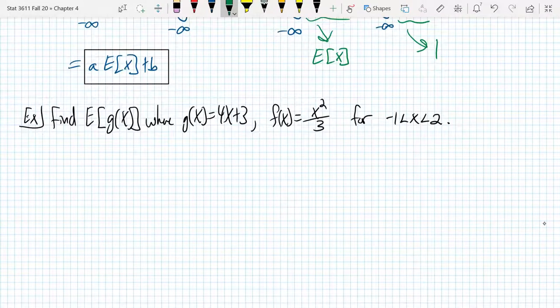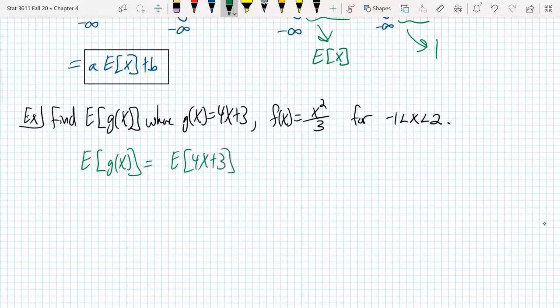All right, so according to the theorem, we want the expected value of g of x. So the expected value of 4x plus 3. That theorem says this is equal to 4 times the expected value of x plus 3. So all we need to do then is find the expected value of x. I believe we've already worked this example, but let's just do this real quick for practice. We just need the expected value of x.